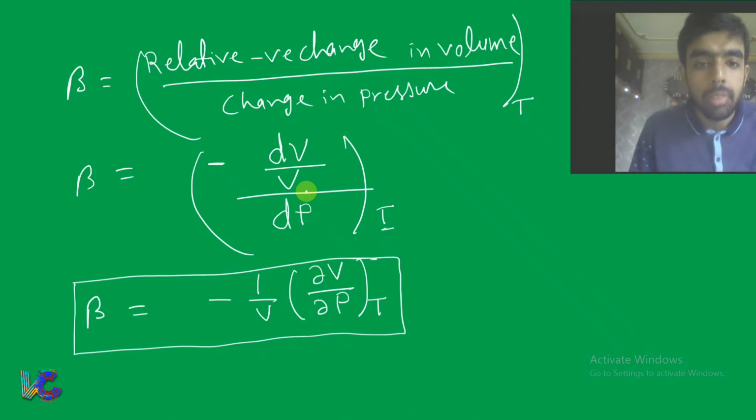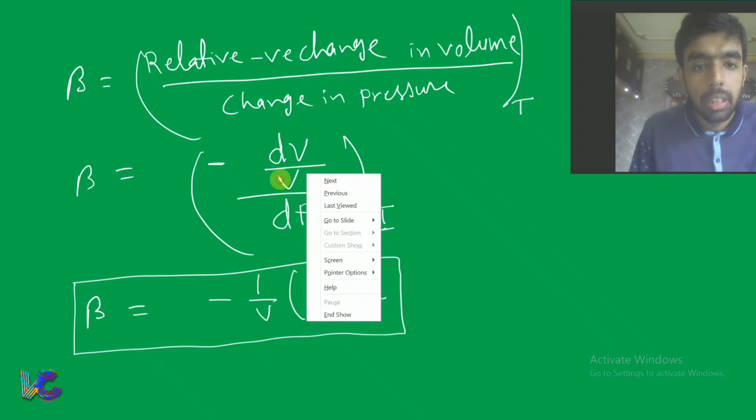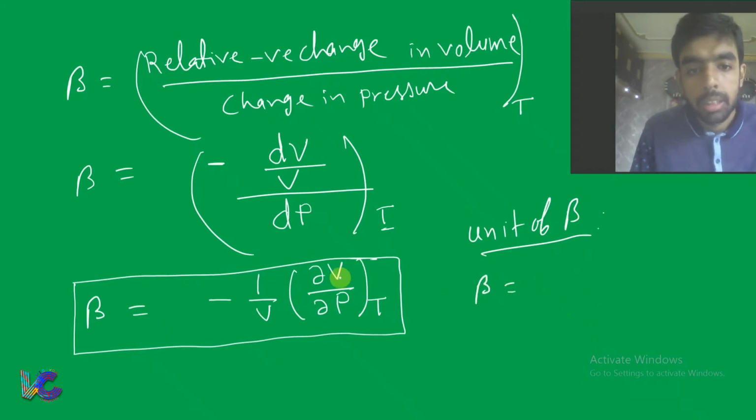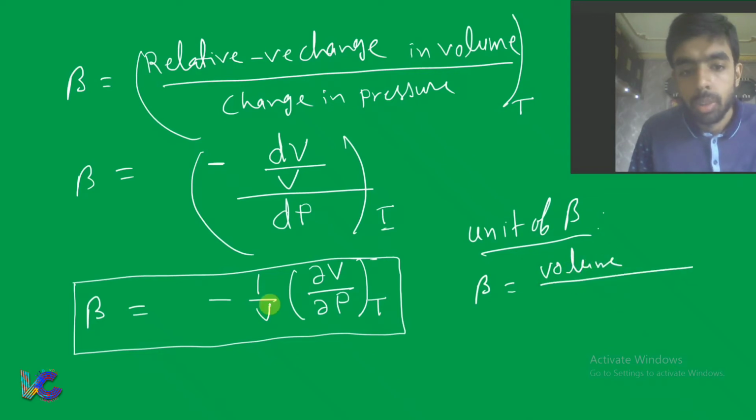Now if you see here, the unit of beta, you can understand that in the numerator this is volume, and in the denominator this is volume into change in pressure, that means the unit of pressure.